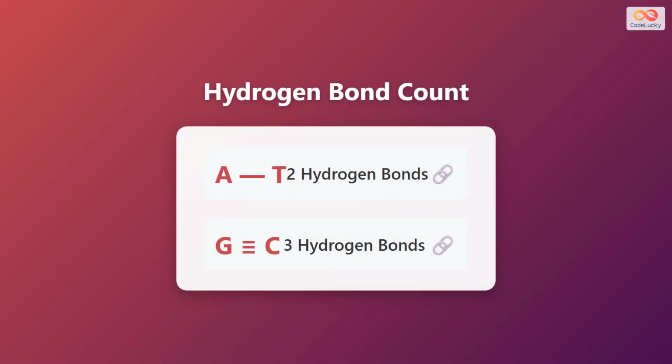The number of hydrogen bonds differs between the 2 types of base pairs. Adenine and thymine form 2 hydrogen bonds with each other. However, guanine and cytosine form 3 hydrogen bonds. This difference in the number of bonds has important implications for DNA stability. The double dash between A and T represents the 2 bonds, while the triple line between G and C symbolizes the 3 bonds connecting them.